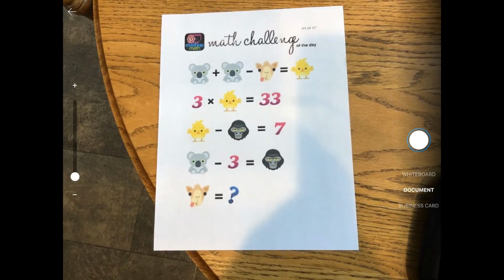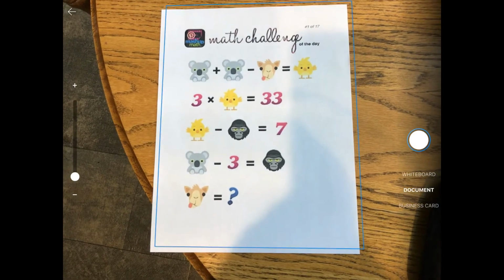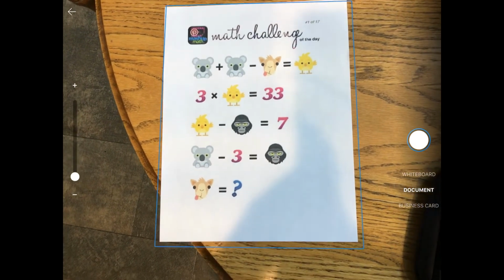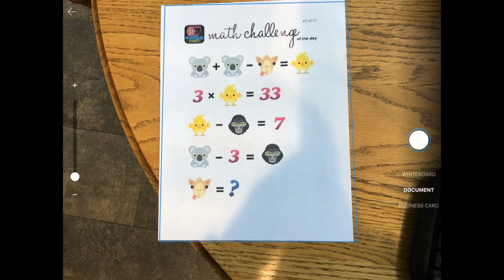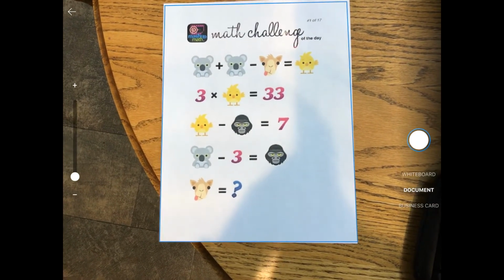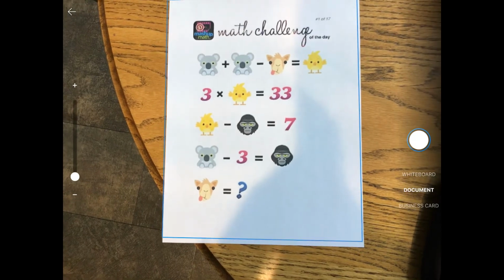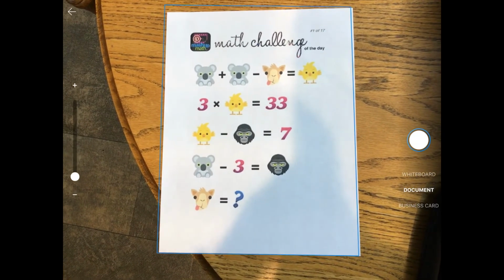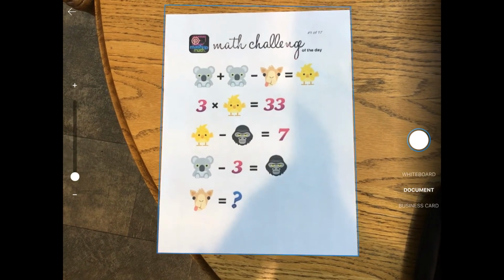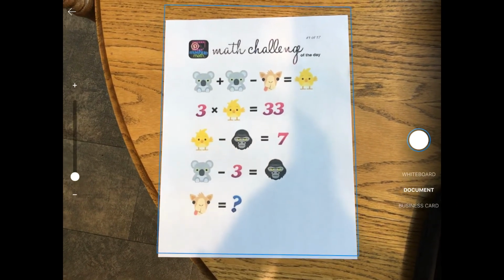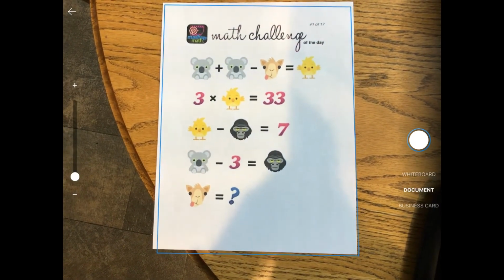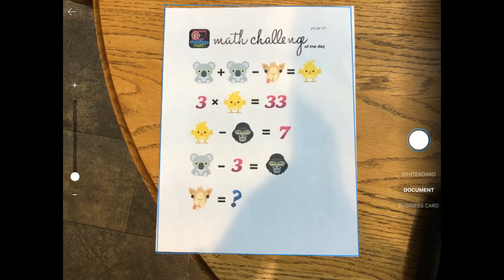If this is a worksheet that I want to have my students have access to while we're remote learning, but I have a paper copy, I'm going to place my device, whether it be an iPad or a smartphone, whatever scannable device that you have, besides a laptop, over the document. You'll notice that there are blue lines that show up on the document. That is what is going to be captured.